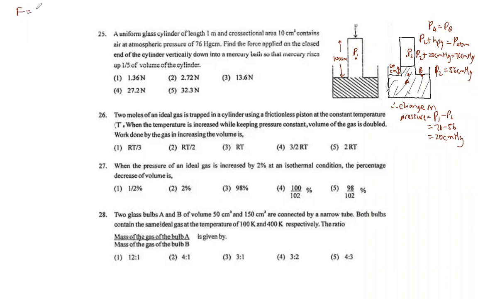Force needed is equal to change in pressure into area. Change in pressure is 20 centimeter mercury into area. Area is 10 centimeter square, 10 into 10 to the power minus 4. So force is equal to 20 over 100. I'm converting centimeter mercury to Pascal, so I need to multiply that by 13,600 and then again 10 into 10 to the power minus 4. Okay, I think now if you multiply this whole thing, you will be getting 27 by 2. Is this how you did, Shimra?